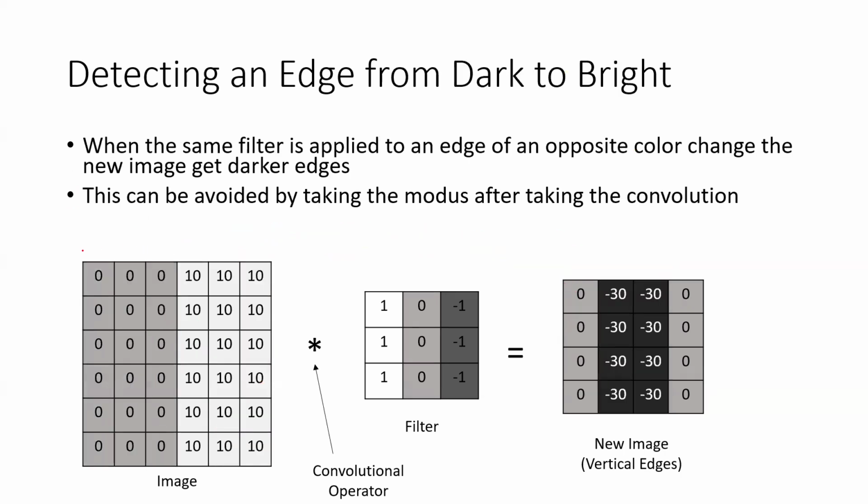This is the opposite of that. Earlier the value was 0, and it suddenly increased at this edge and became 10 from this edge onwards. So this would be 10, this would be 0, right? Once you apply the same filter as the earlier filter with the convolutional operator, the edge image would still detect the vertical edge, but with negative 30, right?